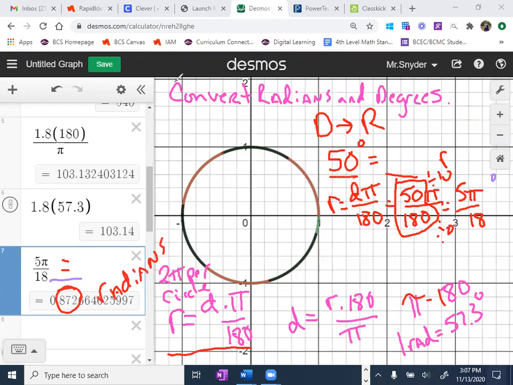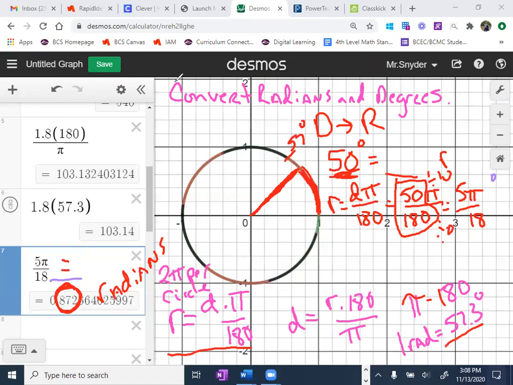So notice what happens. This is 50 degrees, and 50 degrees is somewhere right around here. I know that because 1 radian is 57.3 degrees. So 50 degrees is only a small fraction of the 57 degrees that makes up a radian, or about 87% of it. And that would make sense.